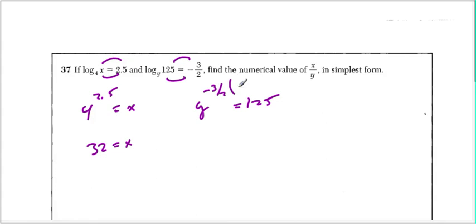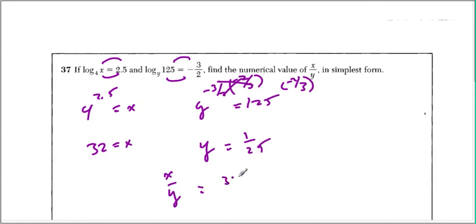And in order to get rid of this, we're going to raise the reciprocal. So that gets rid of that, and we get y is equal to 1 over 25. So x over y is 32 divided by 1 over 25, multiplied by the reciprocal, and you get 800.